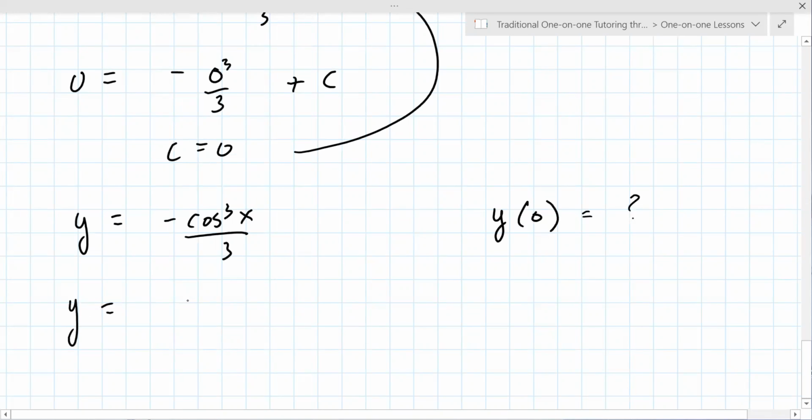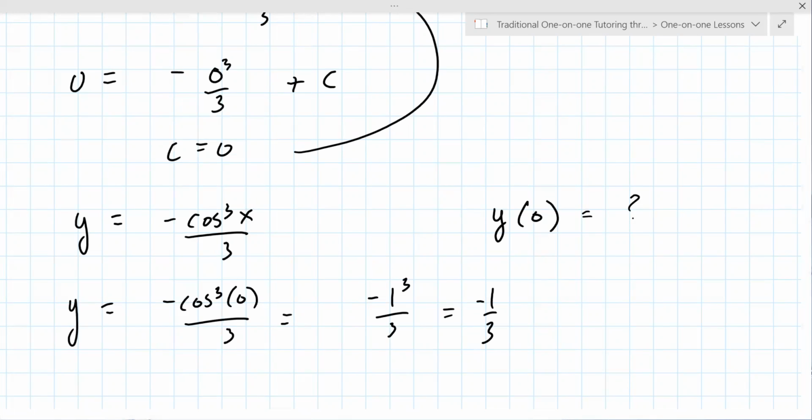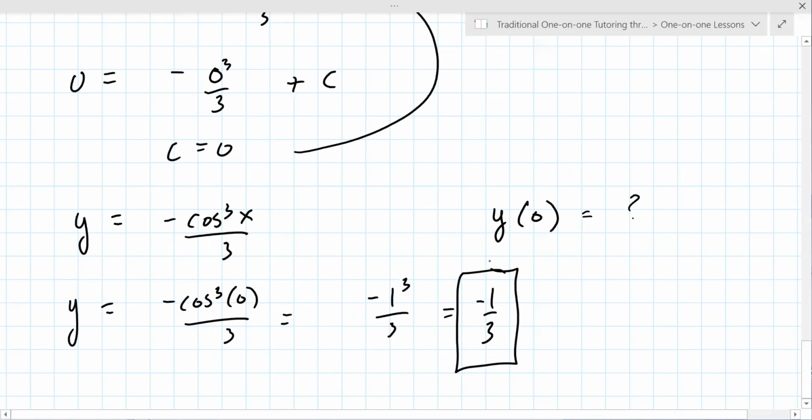So you just plug 0 in and evaluate that on your unit circle. Cosine of 0 is 1, so it's negative 1 cubed over 3. So it'll be negative 1/3. And I just leave it as y equals negative 1/3? Yes, that's your final answer. If there's only one box for the answer, that's it, even though there are a lot of other steps to get there.